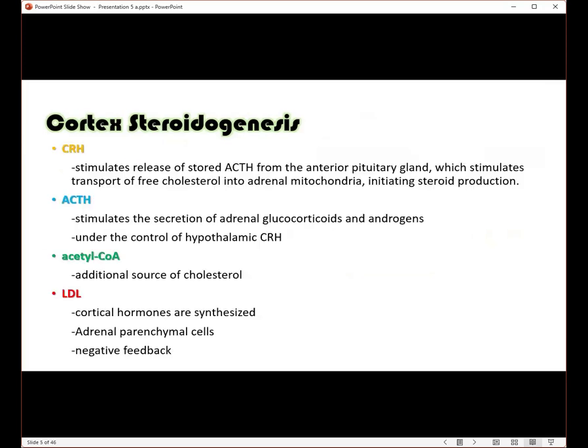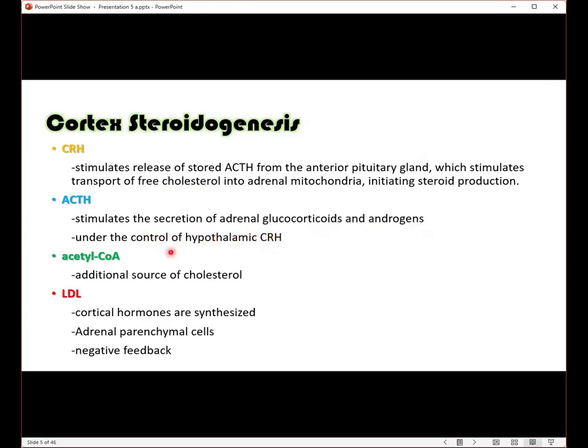It all starts with CRH, because corticotropin releasing hormone stimulates release of stored ACTH, or adrenocorticotropic hormone, from the anterior pituitary gland. This ACTH will stimulate the transport of free cholesterol into adrenal mitochondria, initiating steroid production. Take note that only free cholesterol can be utilized to produce steroids. Once ACTH is released, it will stimulate the secretion of adrenal glucocorticoids and androgens, under the control of hypothalamic CRH.